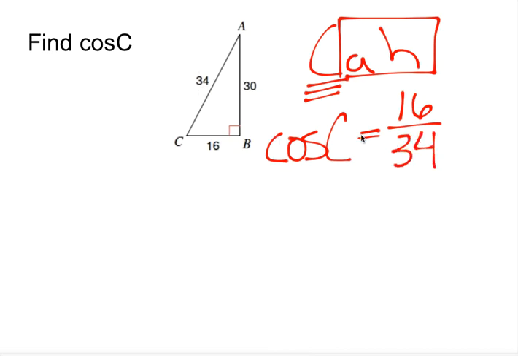And so cosine of C is 16 over 34, but that can be reduced. Always reduce, just like fractions, because they are fractions, they're ratios. 16 over 34, they're both even numbers, so we could reduce that to 8 over 17, which would be your final answer for cosine of C.